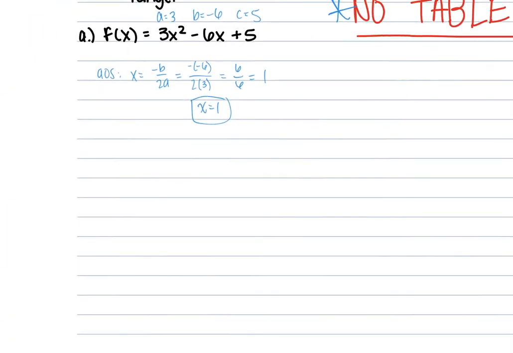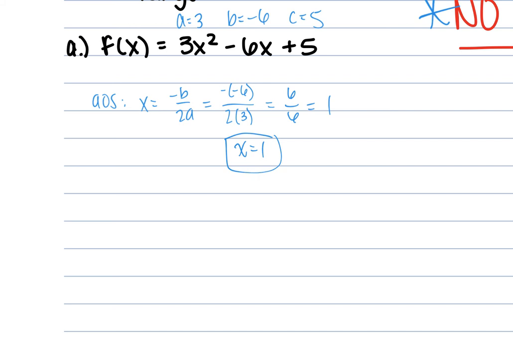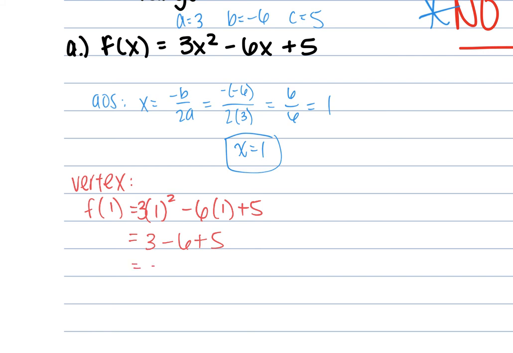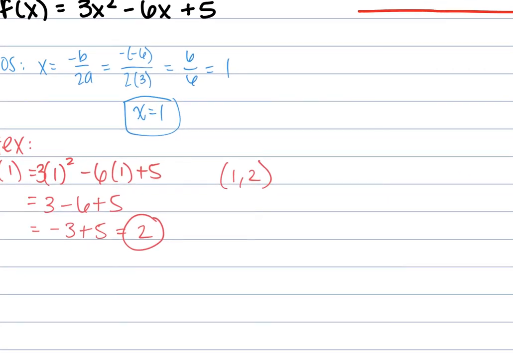So now, next, we don't know where our vertex is, though. How could we find out our vertex? Daniel? You plug in 1. So f of 1 equals 3 in parentheses 1 squared, minus 6 in parentheses 1, plus 5. So it'd just be 3 minus 6 plus 5. And then 3 minus 6 is negative 3, plus 5 is 2. And then the vertex is 1, comma 2. What's the vertex? The vertex is at 1, comma 2.